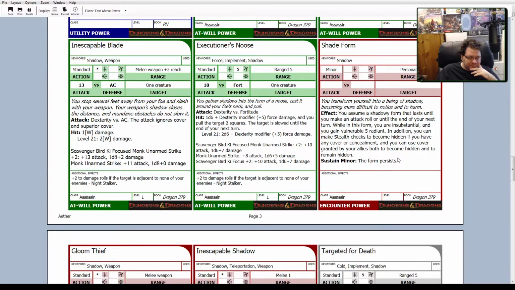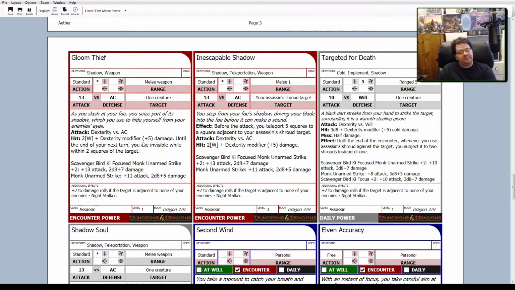It also makes it easier for me to make stealth checks to become hidden. And I can try to become hidden by just having an ally in between me and the enemy, which is a big deal. And then I can sustain it for a minor action. I can sustain it, so just continue to be insubstantial as long as I want.